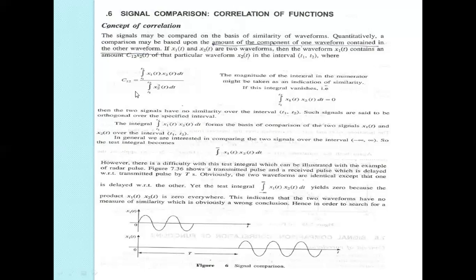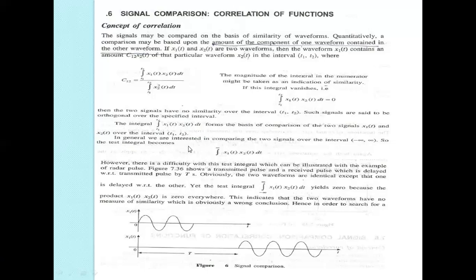Definitely the denominator is the energy of the signal. Energy can neither be created nor destroyed. It is not at all equal to 0. We only have to see that the numerator becomes 0. Such signals are said to be orthogonal over a specified interval, that is t1 and t2. The integral t1 to t2 x1 of t x2 of t dt forms the basis of comparison of the two signals. So mainly the correlation method is about similarity between the two signals x1 of t and x2 of t over the interval t1 and t2.